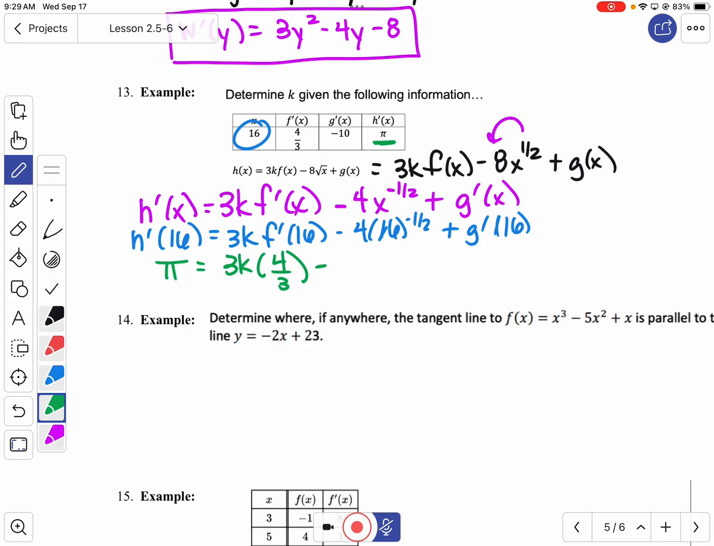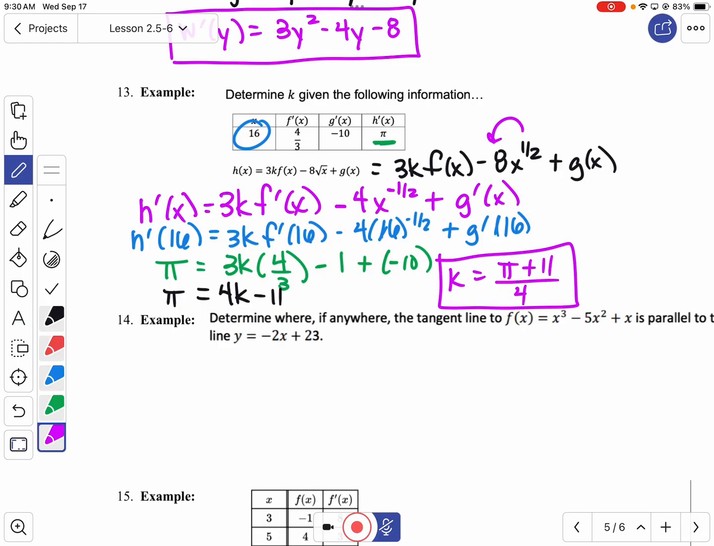All right, this one is a little tricky. This is 4. 16 to the negative 1/2 would be the square root of 16 in the denominator. So 4 over the square root of 16, 4 over 4, which would just be 1. Minus 1. And then g prime at 16 was negative 10. We're trying to solve for k. So I have pi equals 4k minus 11, or k is going to equal pi plus 11, all divided by 4. It's a crazy number, but it is a number.